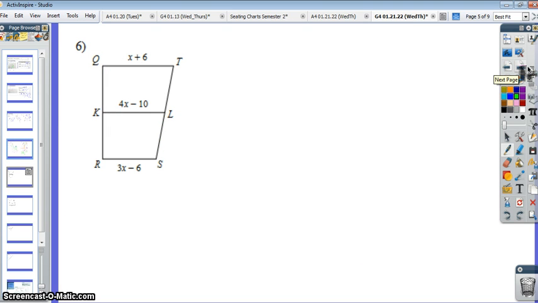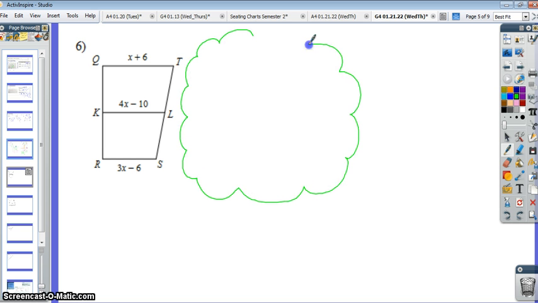Number 6, when I say pause, try it on your own. I want you to make a little bubble and just try it. Make mistakes, it's fine. Try it on your own and then come back and we'll solve it together. Pause.